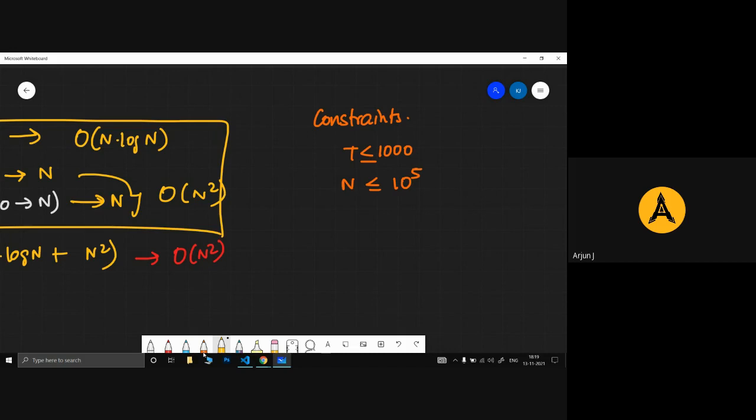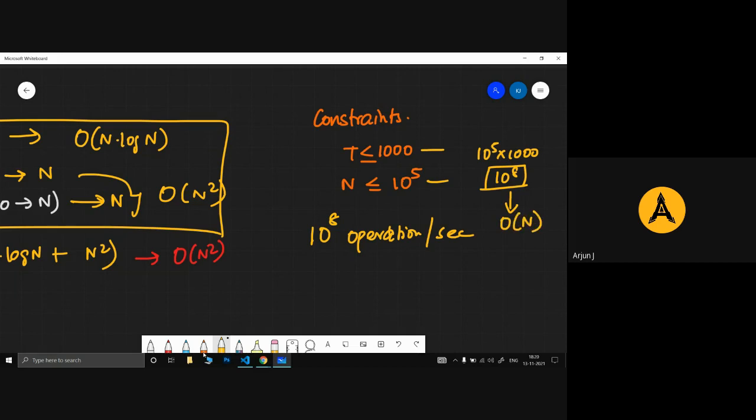The common factor for all online judges is that most of them will be able to perform 10 power 8 operations per second. So if you see the number of test cases is 1000, and the input size is up to 10 power 5, when you multiply these, for all test cases combined, the input size is going to be 10 power 5 into 1000, which is 10 power 8. So by looking at this, you can see that the input size is approximately 10 power 8, so I should be able to solve this in O of n.